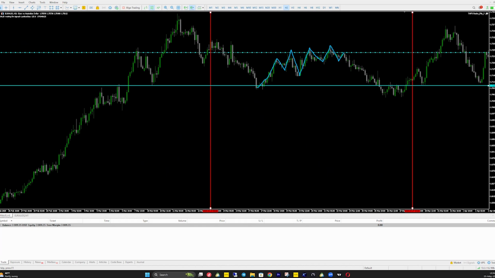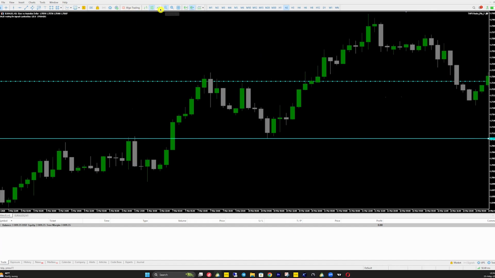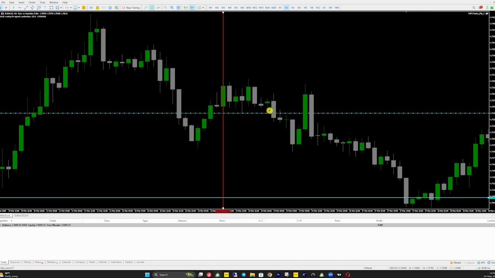Because sometimes, when we learn about the internal structure, let me try to zoom so that you can understand something that is very important to learn. We all know when we are talking about the internal structure, if it is a downtrend, any candle that takes the high of the previous candle will spot that there is internal structure.